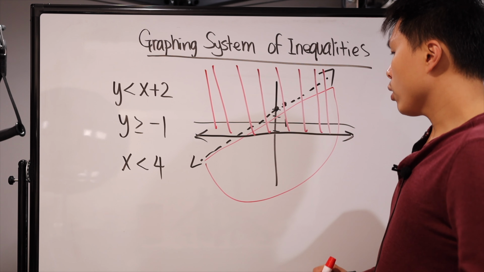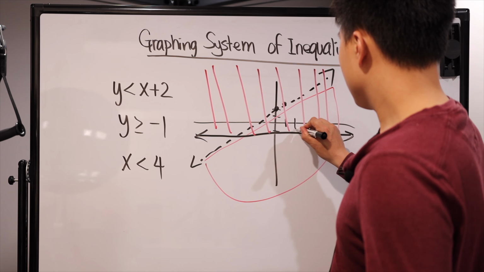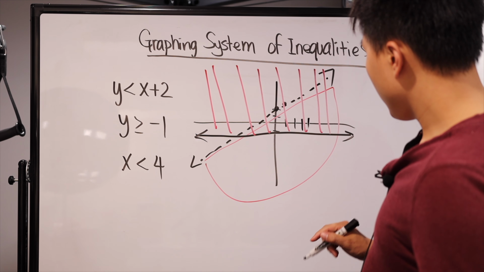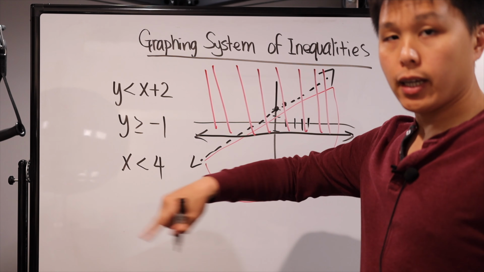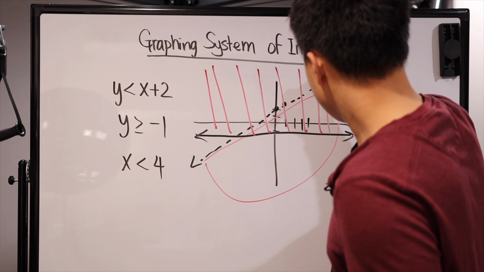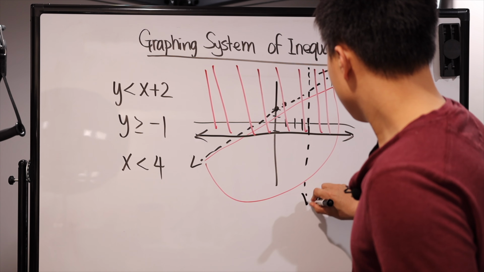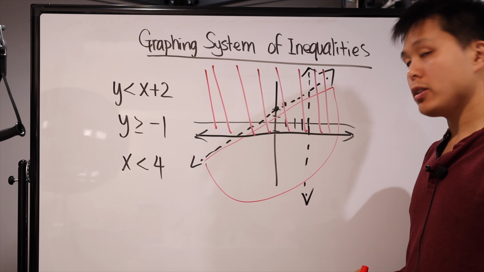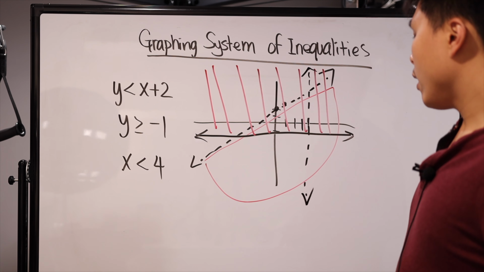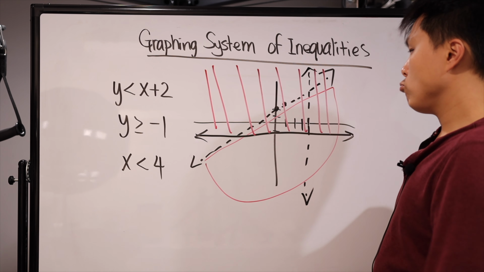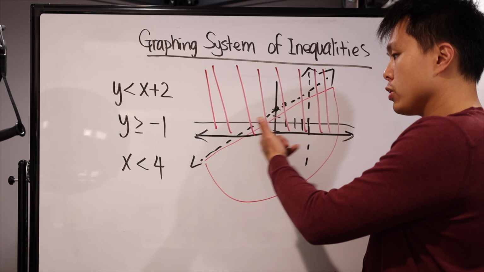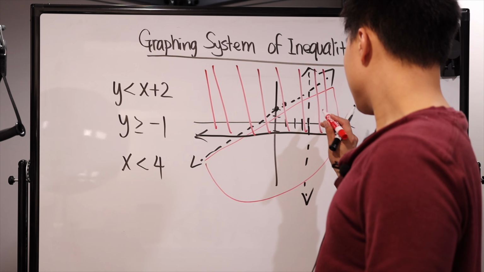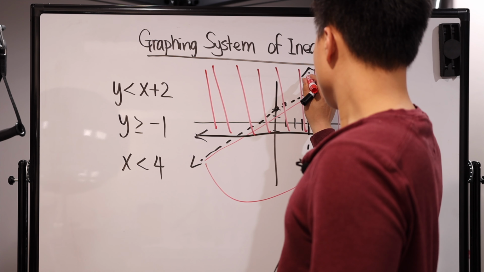x is less than 4, so we're going to have to do 1, 2, 3, 4, eyeballing of course, right? And then this is a less than only, so it's a dotted line. Okay, I'm probably making a mess right now. All right, and now we just have to figure out where it is shaded. I'm going to pick (0, 0). Does that work? Yes, it does, because 0 is less than 4, so it's shaded this way on the other side.